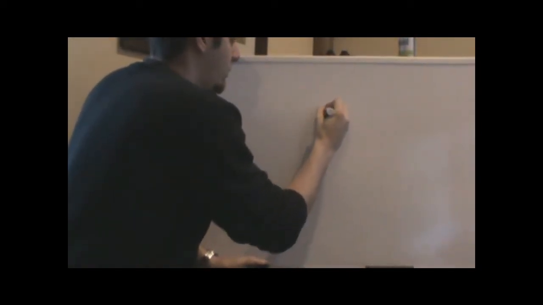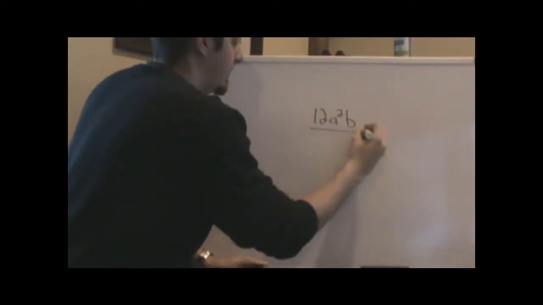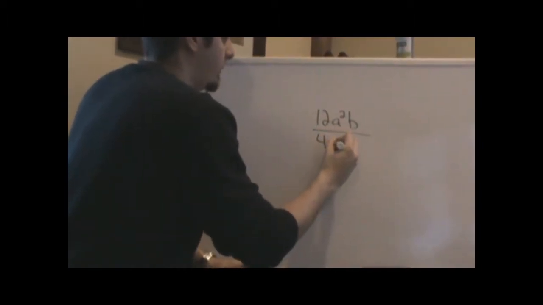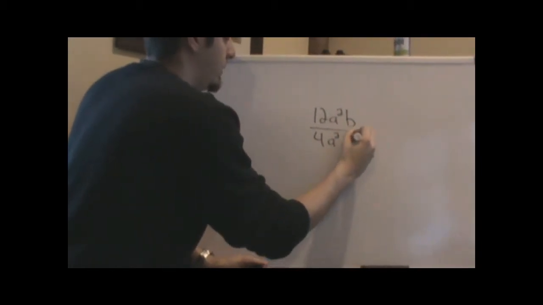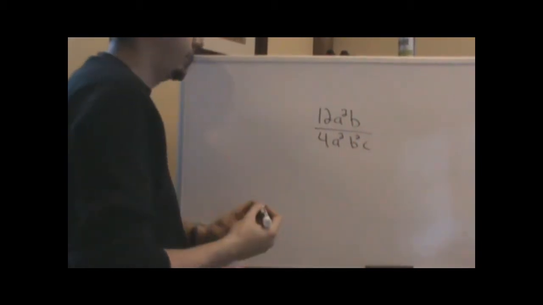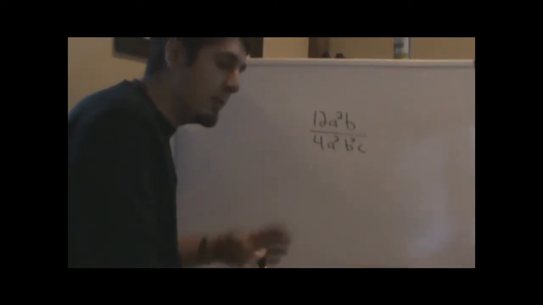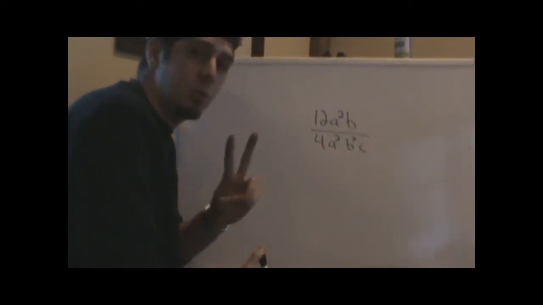Let's take everything we've learned and piece it all together. If I have the monomial 12 a squared b on top, and 4 a squared b squared c on bottom. Just like with everything else we've done with monomials, we're going to do it in two sections.